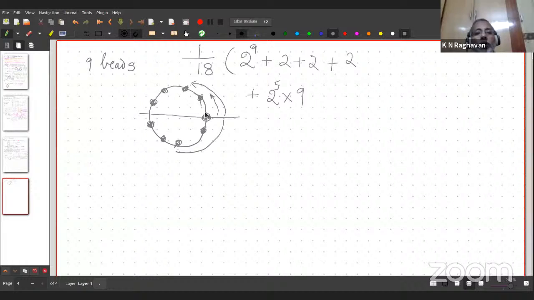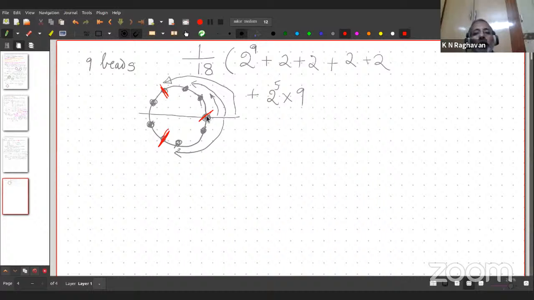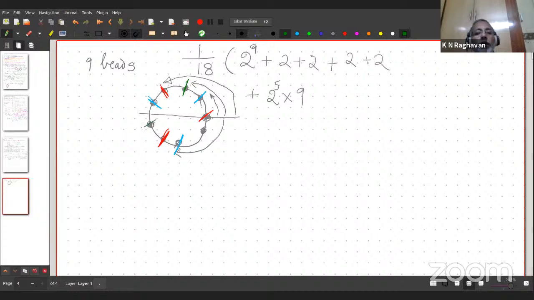Right? Now let us look at this rotation. Okay. So that means, let me use a different color now. Whatever is here is here. Right? I go in steps of 3. Whatever is here is here. So these 3 are the same color. Similarly, these 3 are the same color. And similarly, these 3 are the same color.